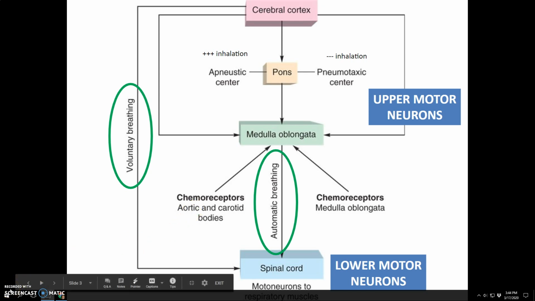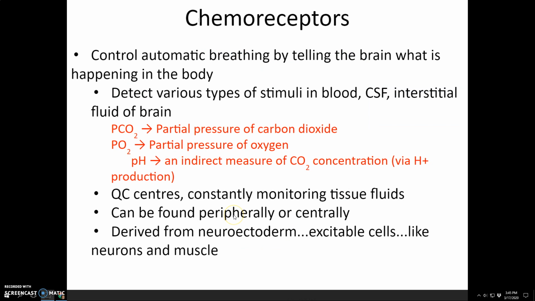oblongata. So the basic concept here is that if you hold your breath, your blood gases change. And as your blood gases change, those chemoreceptors detect that change, communicate it to the medulla, and then the medulla forces your lower motor neurons in your spinal cord to actually start to fire. And then those muscles we just briefly looked at will start to do their important work of contracting to cause the breathing to happen. Okay, so let's look a little bit more closely at these chemoreceptors.